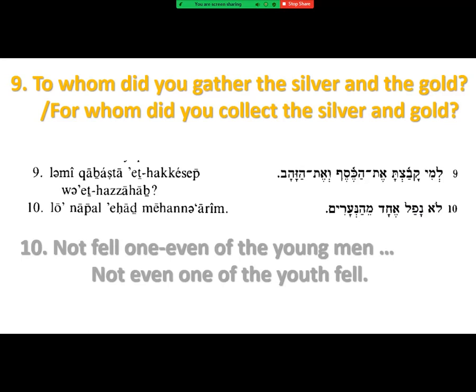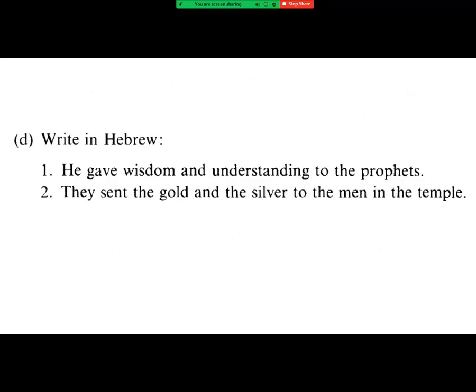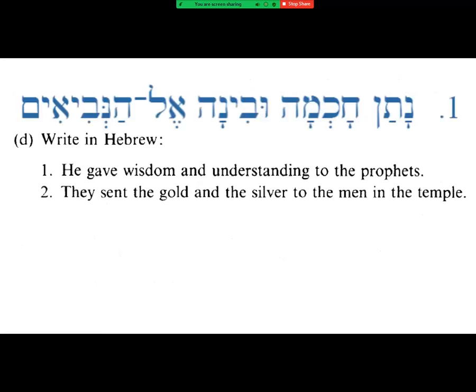All right, now that was the easy way. Now in the Hebrew, he gave wisdom and understanding to the prophets. So he gave is going to be Natan, and so that's just that one. Wisdom is Chokmah, and understanding is going to be Binah. But since it starts with a bet, you'd put the vav with an u in front of it. Okay, so this would be u binah instead of the binah. Okay, Natan Chokmah ubinah el hanabiim, to the prophets. Okay, so that was it. He gave wisdom and understanding to the prophets.